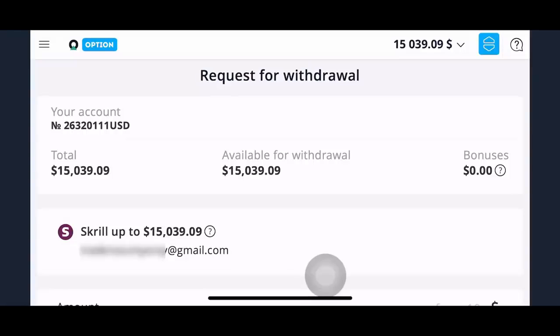So this is really simple. Sometimes if Visa doesn't work, you do not have to worry. You can always download the Skrill.